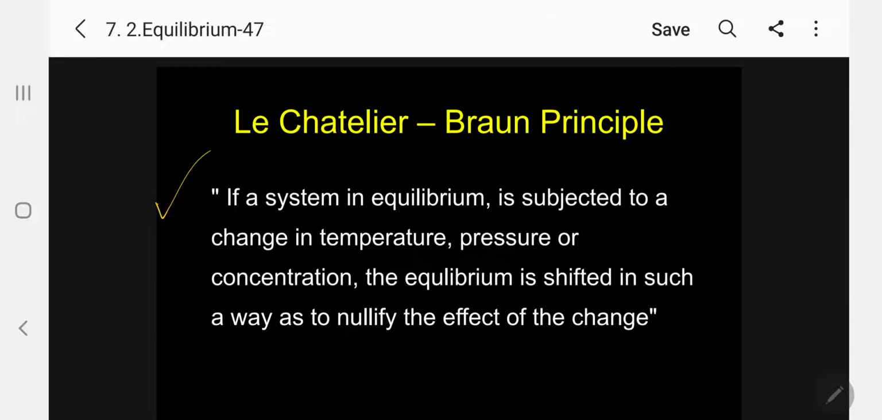If a system in equilibrium, only in a closed container it is possible, is subjected to a change in temperature, pressure or concentration, the equilibrium is shifted in such a way as to nullify the effect of change. Let me read again. If a system in equilibrium is subjected to a change in temperature, pressure or concentration, the equilibrium is shifted in such a way as to nullify the effect of change. Let me explain with a suitable example.